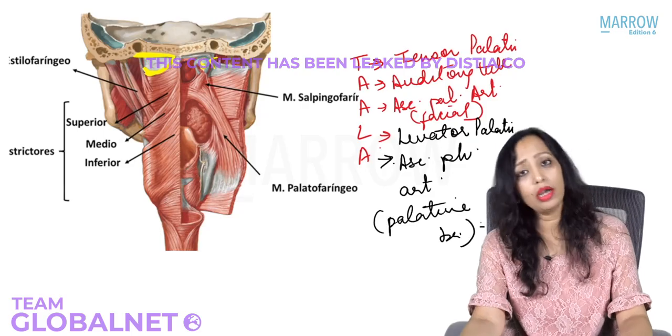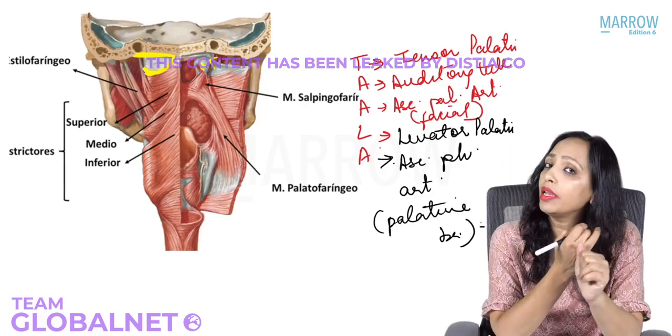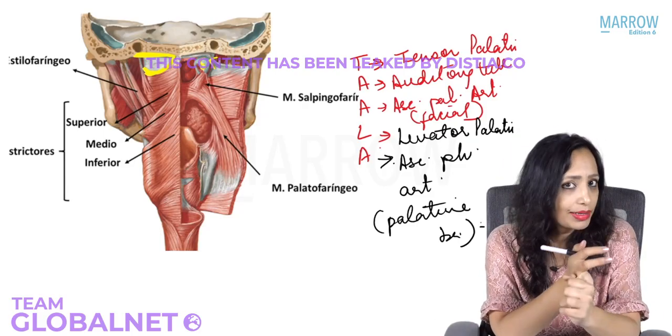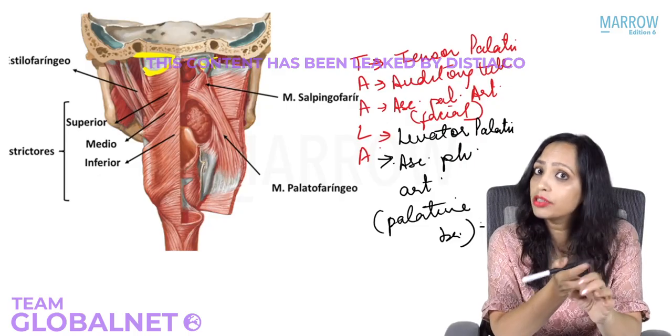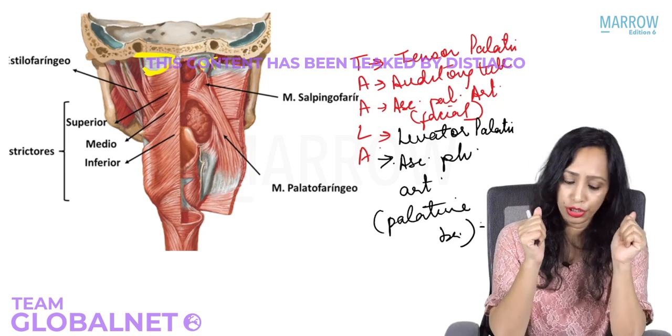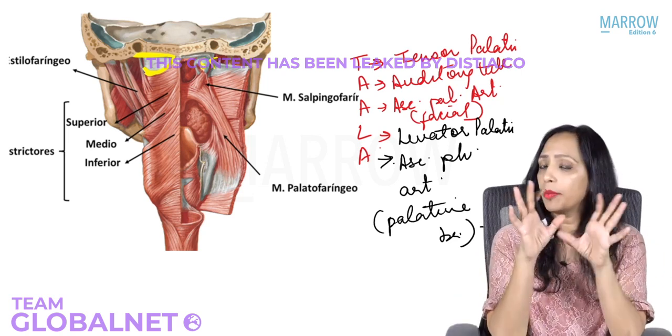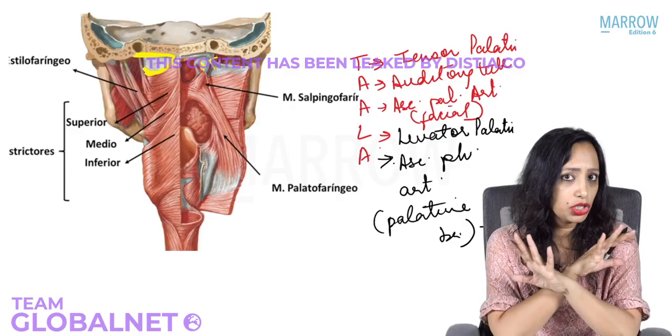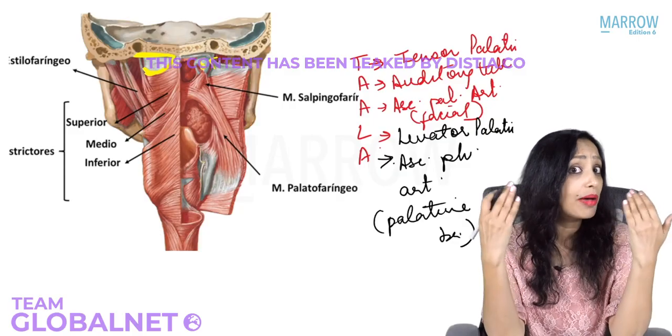Okay, so we have the thala. What is thala? We have the tensor palati, ascending palatine artery, ascending pharyngeal artery, and we have levator palati and the auditory tube. So now we know that the upper border of superior constrictor muscle is not attached to the base of skull. So there is a gap there also.